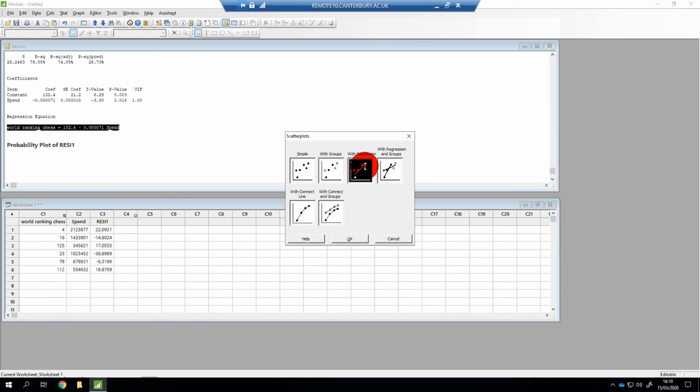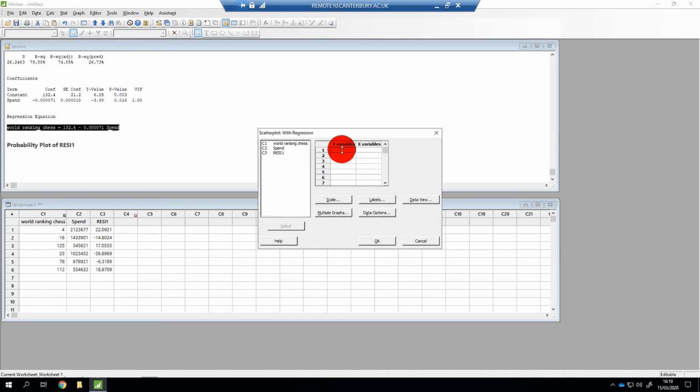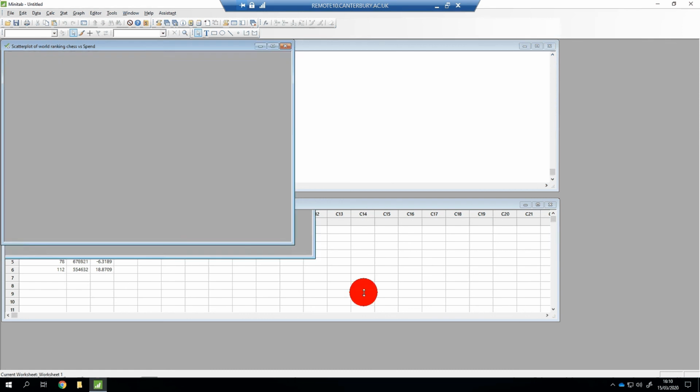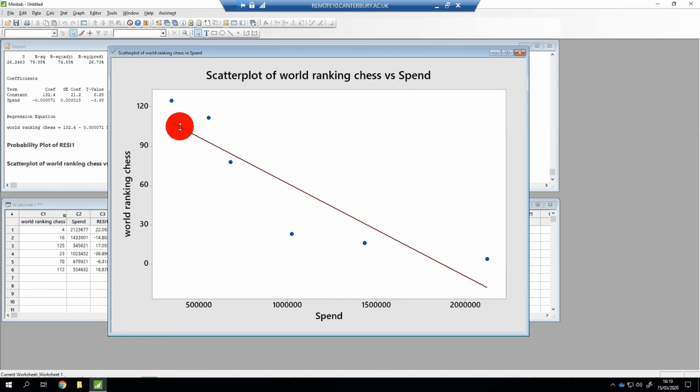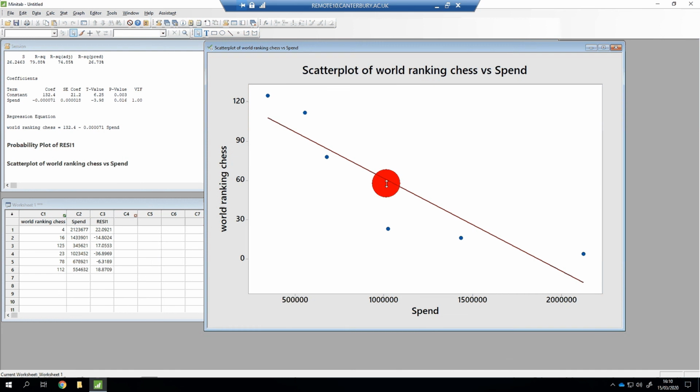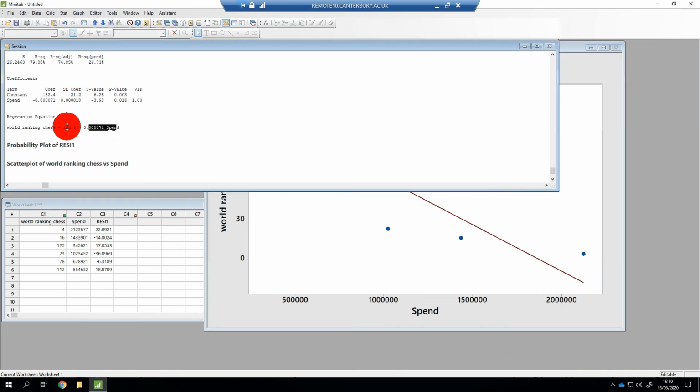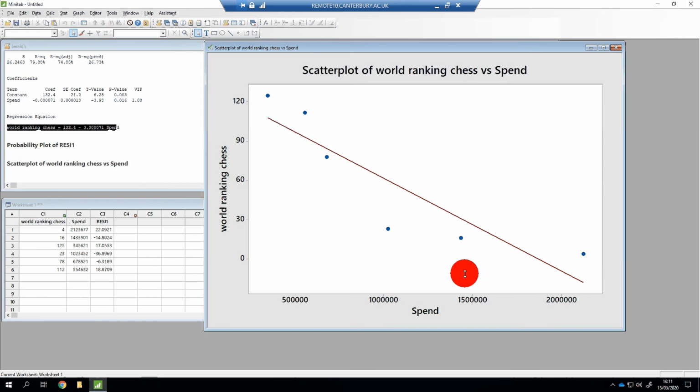Click OK, and it's asking you, what is the y variable? The y variable, remember, the response variable being affected, is the world ranking in chess. The x variable is the spend, how much we're spending, that's influencing the world ranking. You can add different labels, and there are ways to play around with this, but that's the basic graph we want. Click OK, and there you go. It's producing a lovely scatter plot with a trend line going through the data. And the equation that describes this trend line is exactly this equation over here in your session window. Okay, so for any given spend, you can work out what the expected world ranking is going to be.